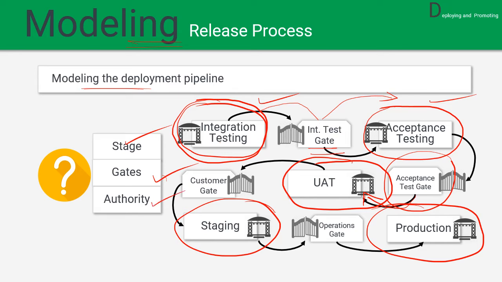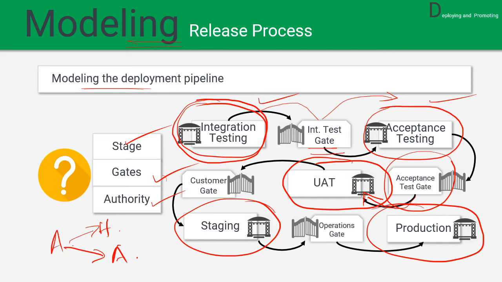Now there will be an authority at each gate who will decide whether the build deserves to go to the next stage. When I say authority, this authority could be a human being or it could be an automated script. For example, we may have automated our deployment pipeline. In that case, the integration test results may be verified by a computer system, and this system will ask the continuous integration system to move your build to the next stage, which is the acceptance testing stage.